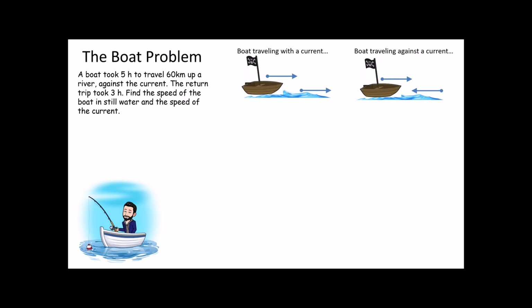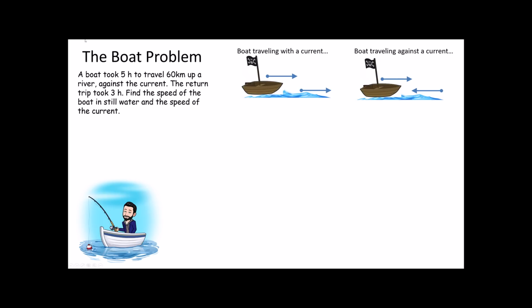One last example. This is a boat problem. It says a boat takes 5 hours to travel 60 kilometers up a river against the current. The return trip takes 3 hours. Find the speed of the boat in still water and the speed of the current.